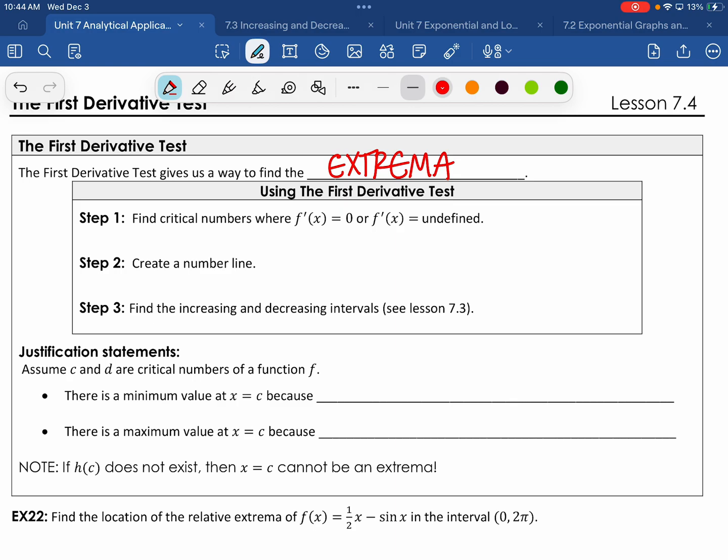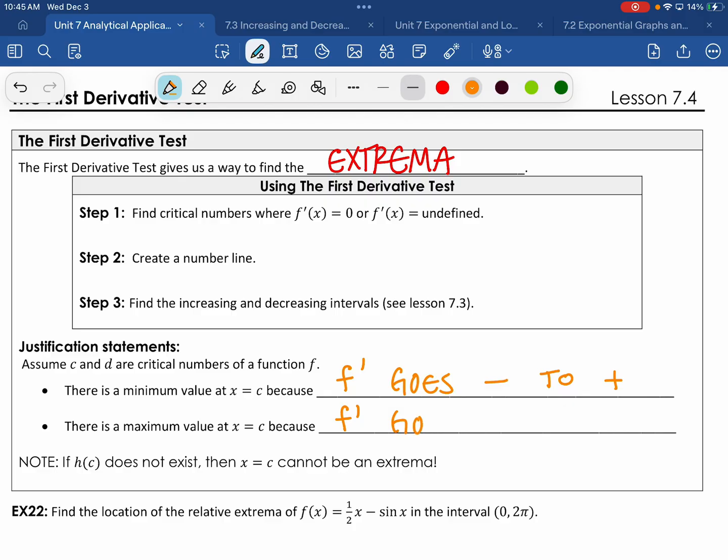So we're going to do the exact same thing we did yesterday. We're going to find our critical numbers by setting our derivative equal to 0 and undefined. We're going to create a number line, put all of that stuff on the number line, and find the increasing and the decreasing intervals. And so a minimum is going to happen when f prime goes negative to positive. A maximum is going to occur when f prime goes positive to negative.